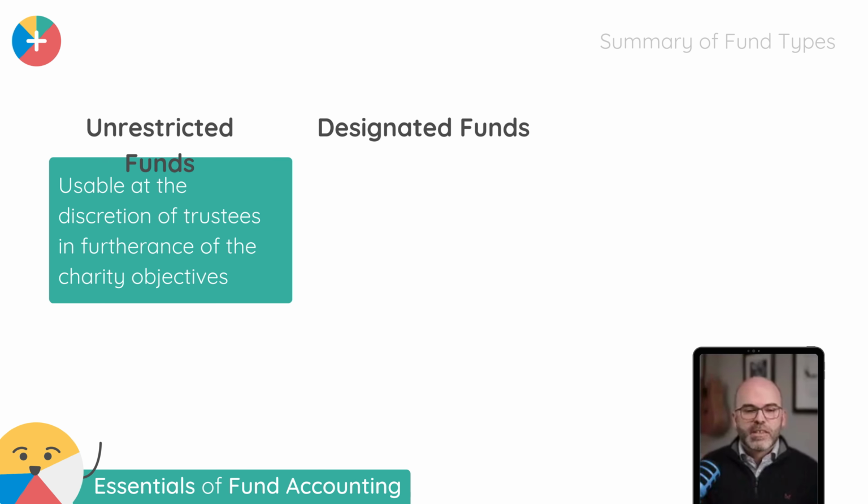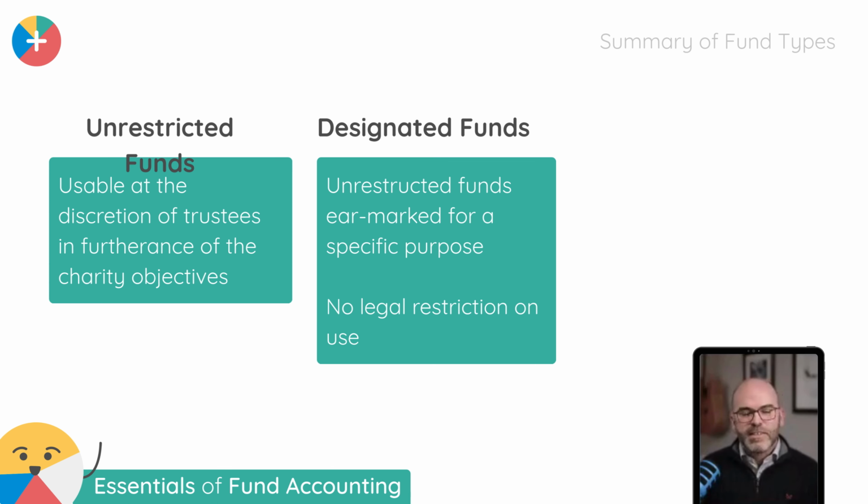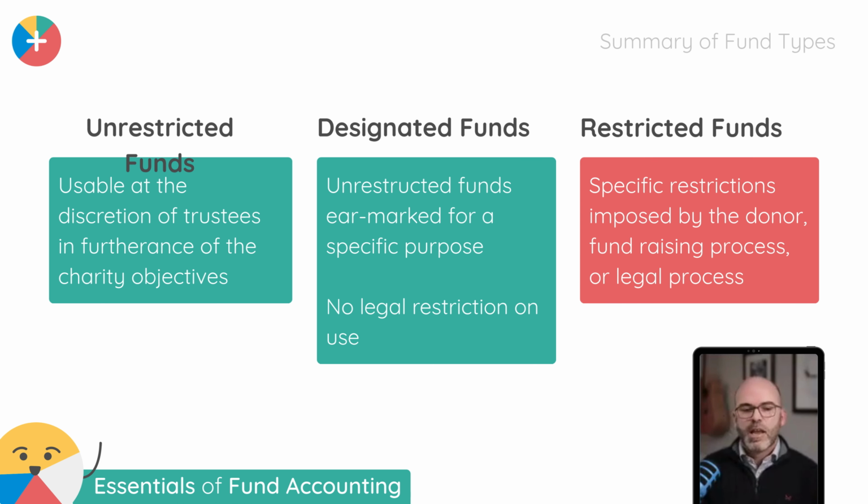Then you've got your designated funds. So that's your earmarked, ring fenced, but can still be moved. No legal obligation to restrict them. And then finally, your restricted funds, with specific restrictions imposed by the donor potentially, or by the fundraising process, or if there's a legal process in terms of endowments and that kind of stuff, then that would come with that as well. Just being aware that once the money is in the restricted fund, you really aren't moving it around to any other funds. Okay, so the income comes into that fund, and then it should be spent from that fund.